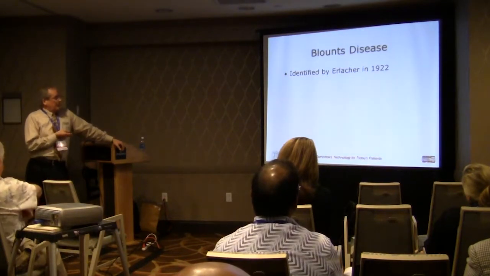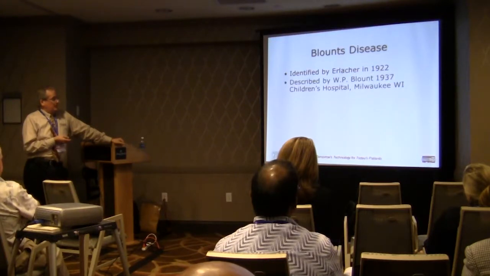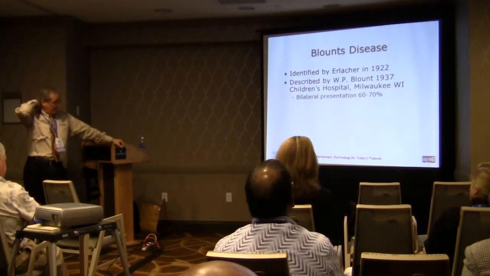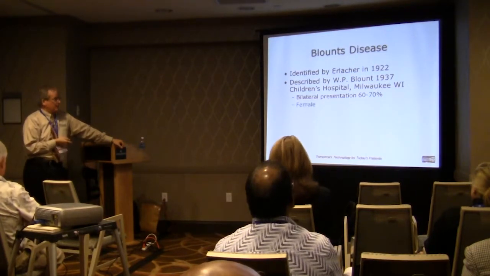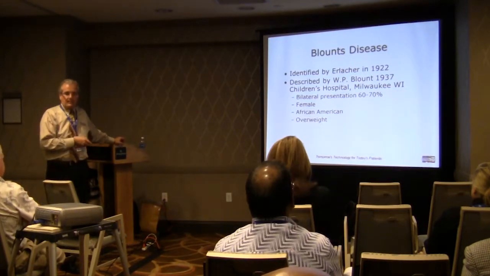When we look at Blount's disease, it was originally identified by Erlacher in 1922, and then Blount described it in 1937. He was at the Children's Hospital in Milwaukee, Wisconsin. When you see these Blount's patients, typically bilateral, the percentage is 60 to 70%. More prevalent in females, common in African Americans.